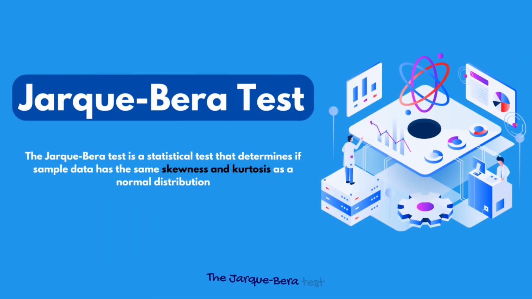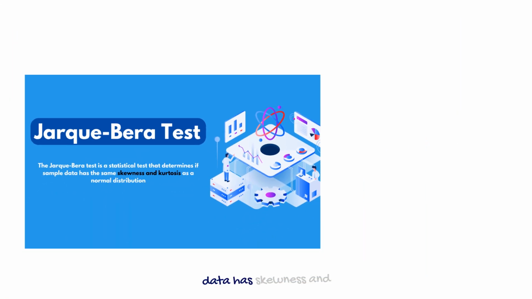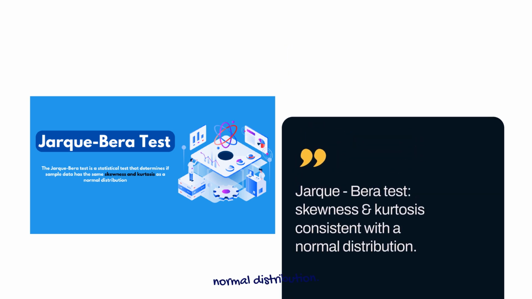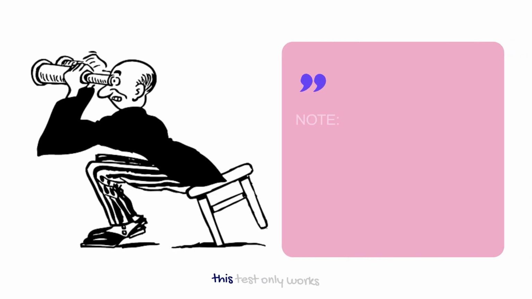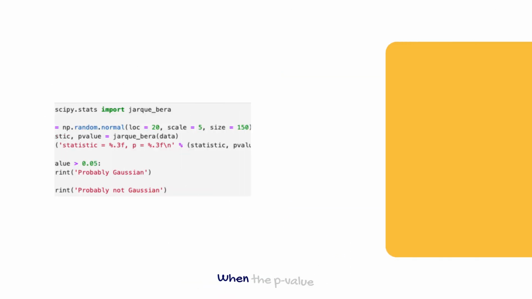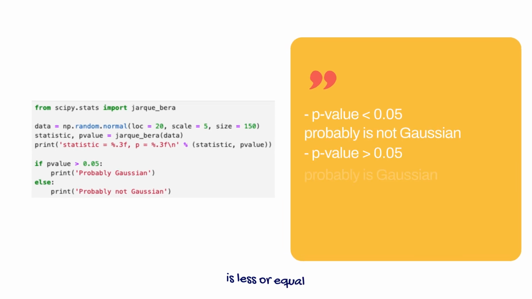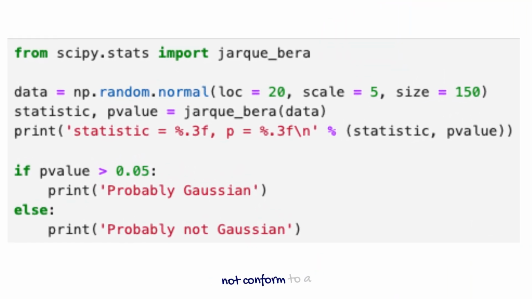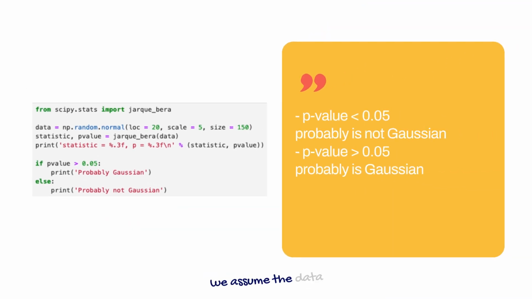The Jarque-Bera test checks whether the sample data has skewness and kurtosis consistent with a normal distribution. Note: this test only works for a sufficiently large number of data samples, more than 2,000 observations. When the p-value is less than or equal to 0.05, we can conclude that the data does not conform to a normal distribution. When the p-value is greater than 0.05, we assume the data fits a normal distribution.